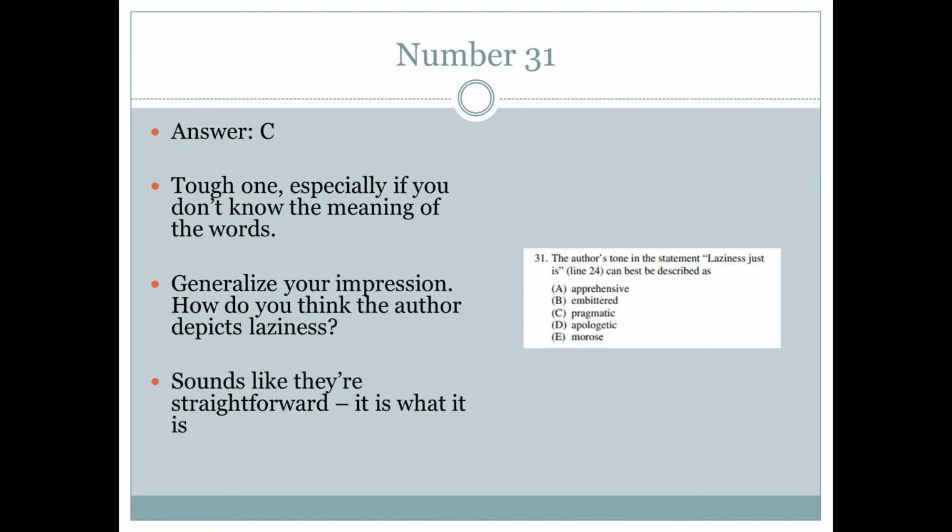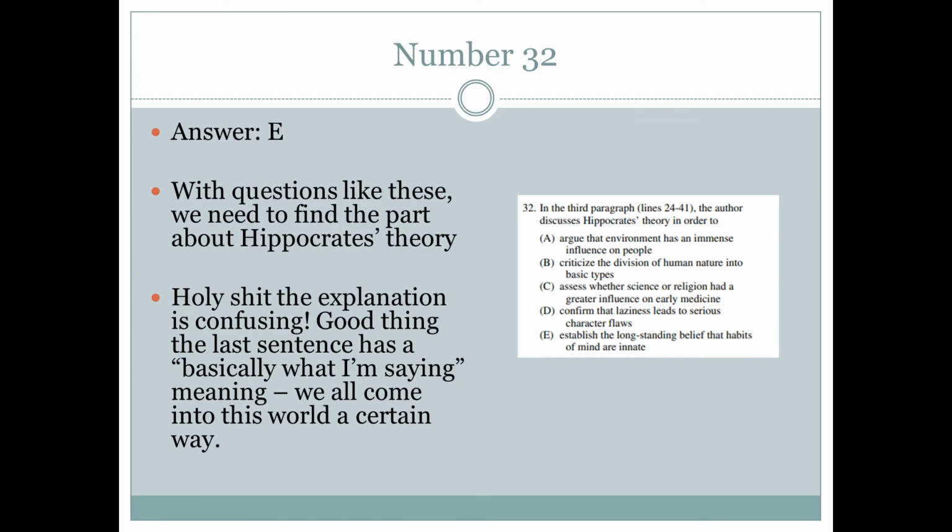Like the author is trying to talk about laziness as not necessarily useful, but they're trying to make use of this topic here. In the third paragraph, lines 24 to 41, the author discusses Hippocrates' theories in order to... Now, this one's very tricky because if you go back to lines 24 to 41, you're thinking, good God, I can't understand what is being said here, because you can identify where the Hippocrates part is, right? But in reading it, you're just like, what? The explanation is confusing.